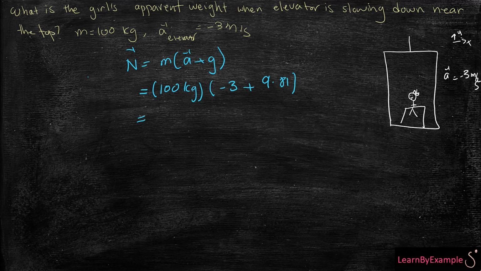Therefore, if I put these numbers in a calculator, I will get 681 newtons, which is my apparent weight as the elevator is slowing down. Compared to my actual weight, which was 981, this one is a smaller number. Since this is a smaller number, that means if the elevator is slowing down, then my apparent weight would be smaller than my actual weight.